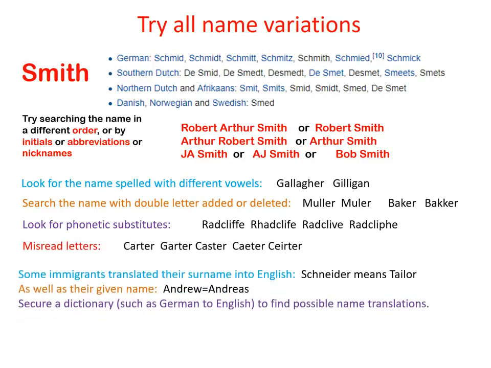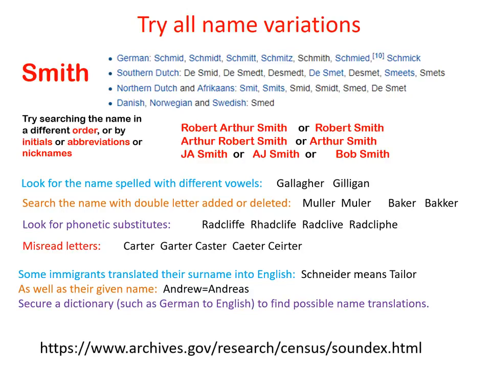Some immigrants translated their surname into English, like Snyder means Taylor, as well as the given name Andrew to Andrews. Secure a dictionary such as German to English to find possible translations. Go to this website to learn more about the Soundex system and how it works. Be aware that Soundex can miss some spelling variations.